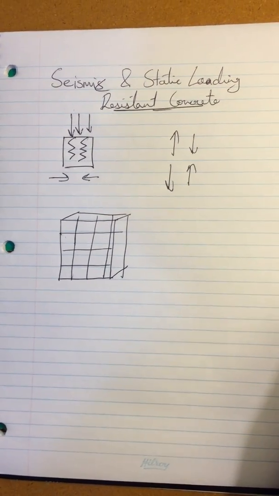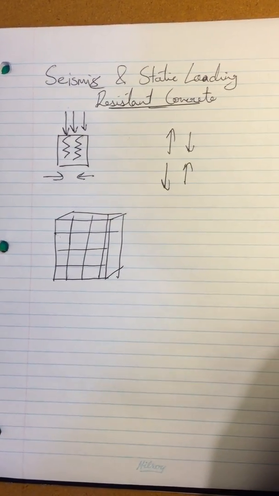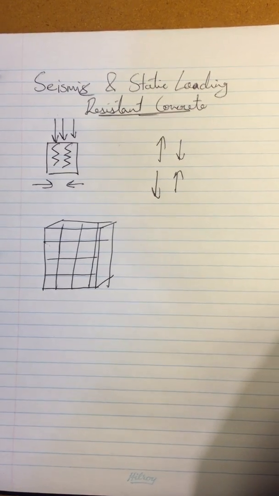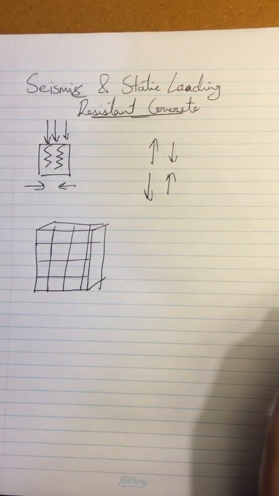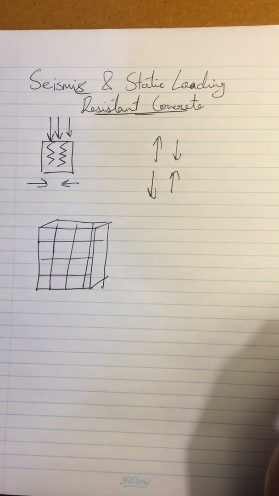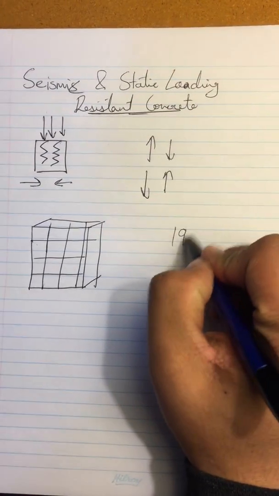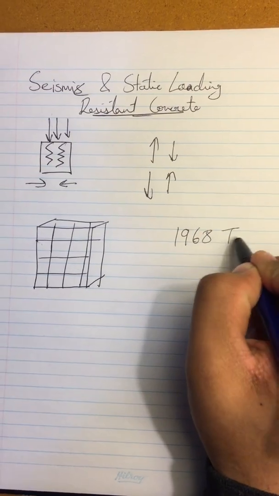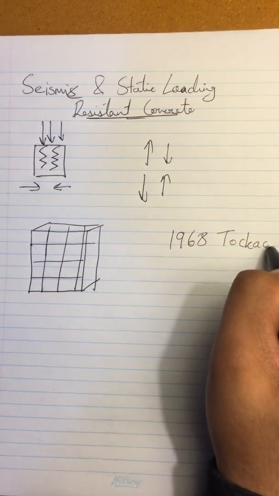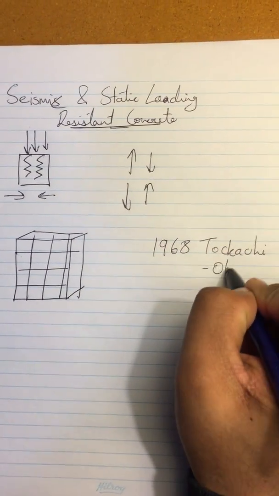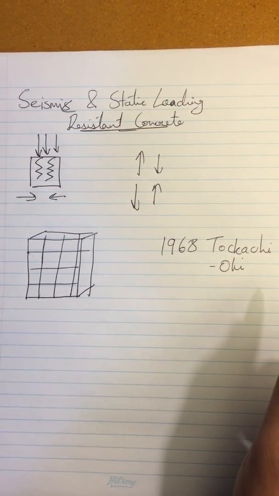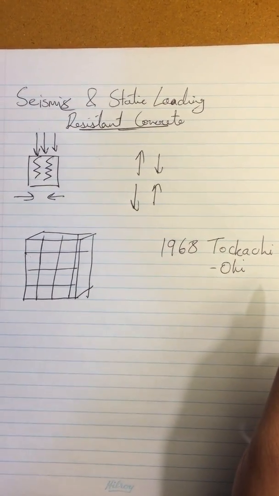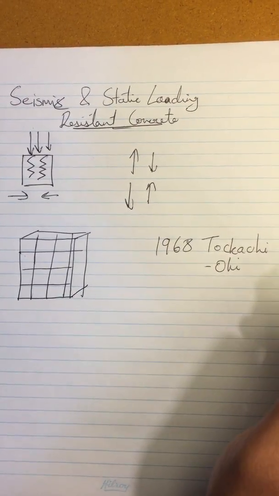However, even though such care and attention to code was taken into place, these frames sustain heavy damage due to the shear flexure of the shorter, deeper columns. This was especially noted in the 1968 Tokachi Oki earthquake in Japan.